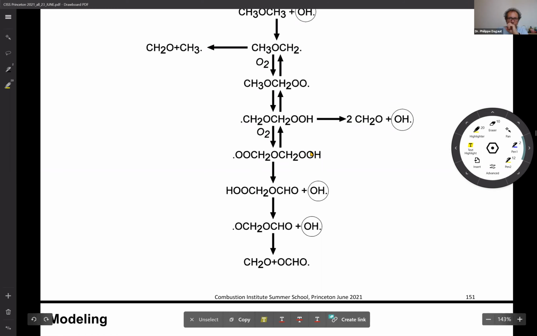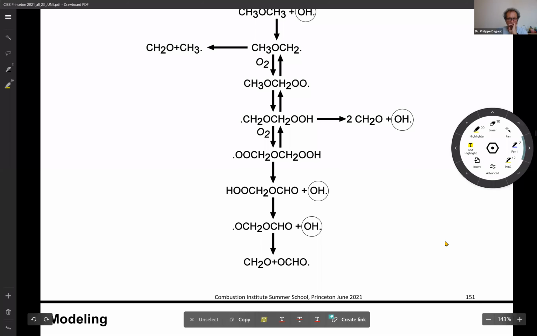Which can decompose. On the peroxy hydroperoxy group here, you can break this bond between the two oxygens. It's a weak bond, and you get an OH radical plus this species here, and this species can also decompose and produce an OH radical, and the decomposition of this will form CH2O plus OCHO.